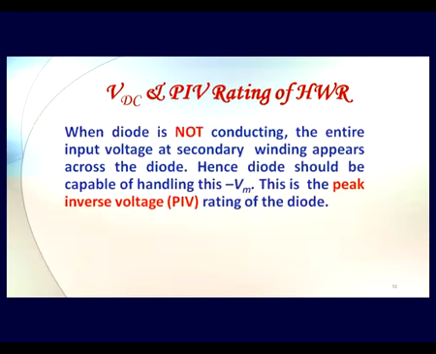Now in our circuit, when the diode is not conducting, the entire input voltage at the secondary winding appears across the diode, and so the diode should be capable of withstanding that minus Vm voltage across it without any breakdown. This is the peak inverse rating of the diode required for our half wave rectifier.